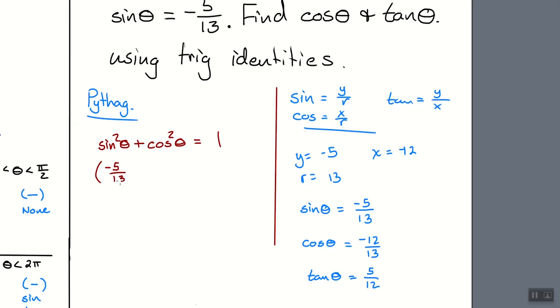Sine is -5/13. So we have (-5/13) squared plus cos squared theta equals 1. Everybody on board with that? Is this what you guys did? What did you do, just out of curiosity?